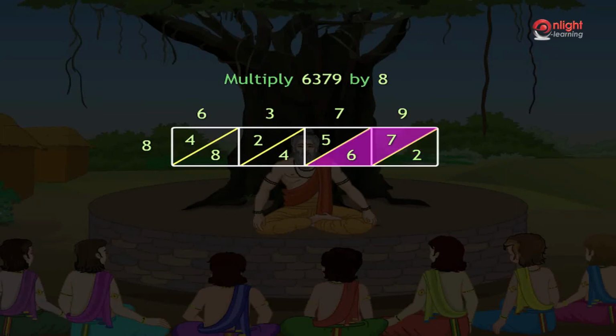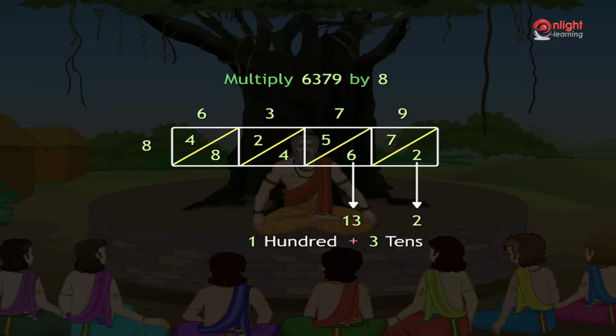Now we start to add numbers along the diagonal. The first number is 2. So write 2 as it is. Now the numbers along the next diagonal are 6 and 7. When we add, we get 13 tens, but we cannot write 13 down. So we group it as 1 hundred 3 tens and write down 3 and carry 1 to the next diagonal.